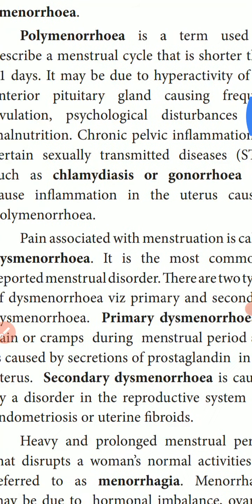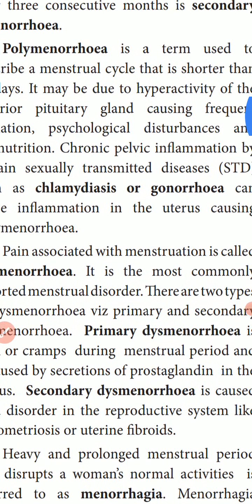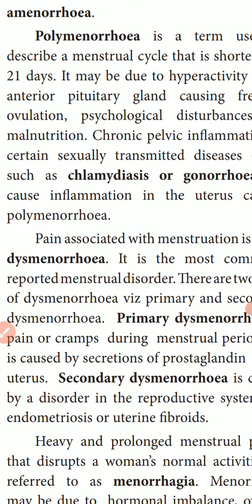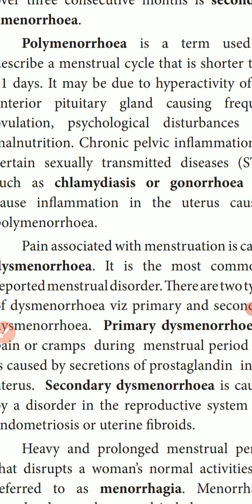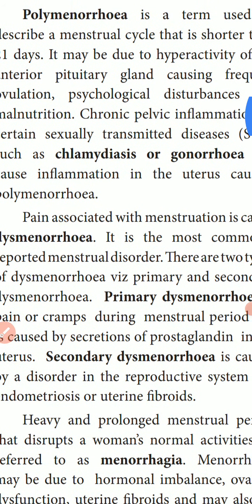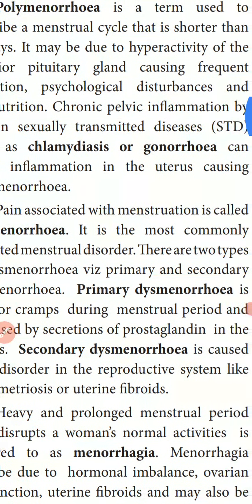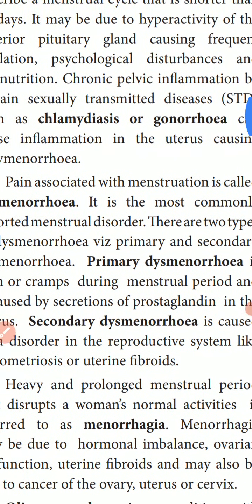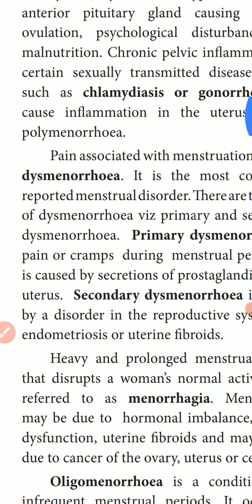Because of STD disease, for a very long time the inflammations will occur in the pelvic region, the hip region. Such STD diseases are called chlamydiasis or gonorrhea. If they don't take treatment, that inflammation can affect the uterus, causing polymenorrhea.